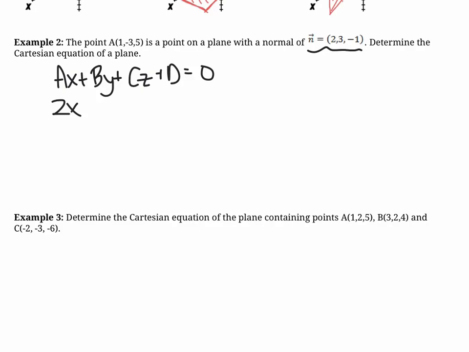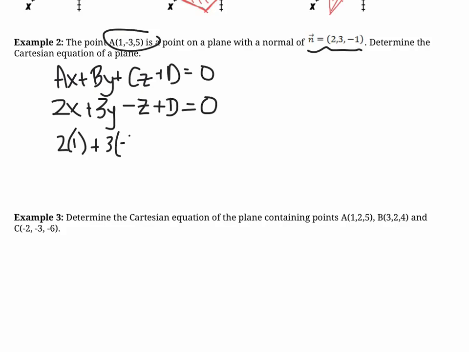So 2x. B is going to be 3, plus 3y. And c is going to be -1, so -z plus d, we still don't know what d is, equals 0. Now how could we complete this equation by finding d? Well, let's look at the other piece of information in the question, the point. If we know the point, we can plug that in to find d. So 2 times 1 plus 3 times -3 minus 5 plus d equals 0.